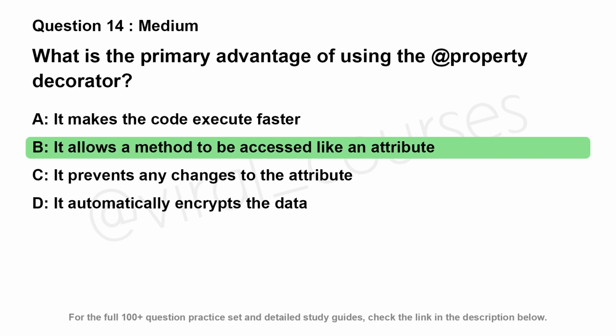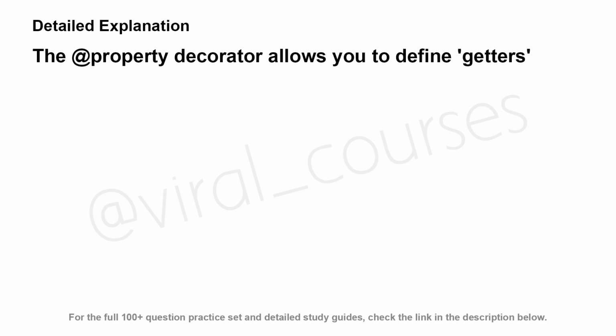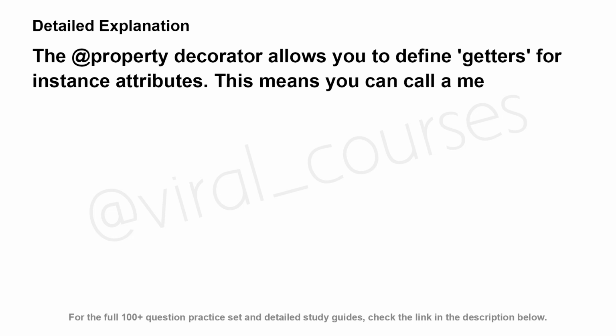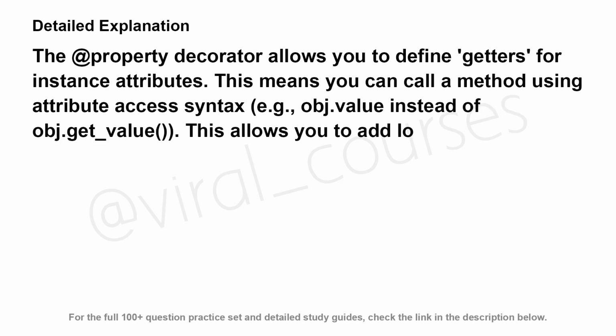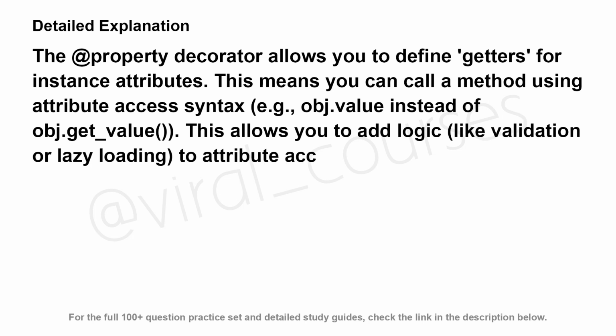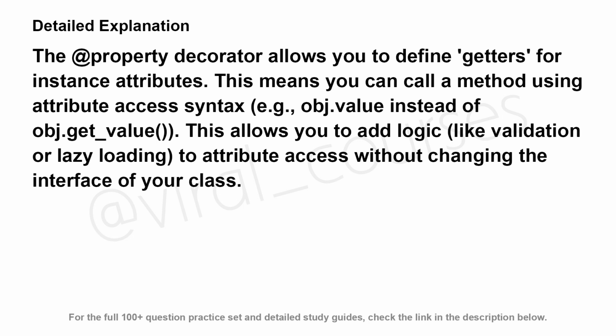The correct answer is B. The @property decorator allows you to define getters for instance attributes. This means you can call a method using attribute access syntax, e.g., obj.value instead of obj.get_value. This allows you to add logic, like validation or lazy loading, to attribute access without changing the interface of your class.